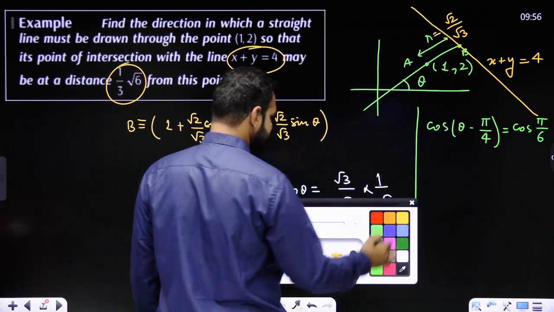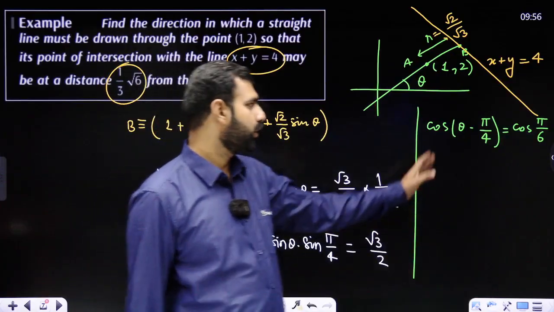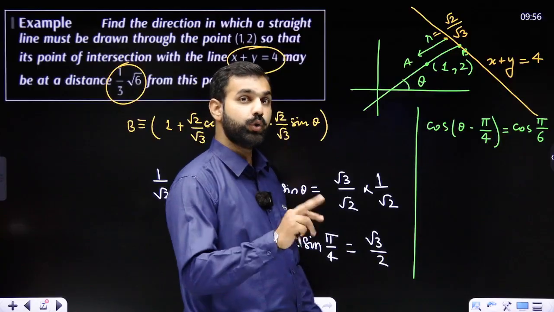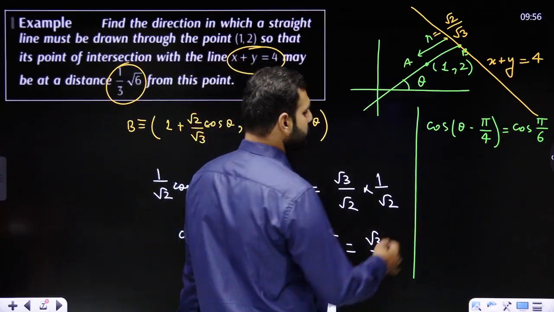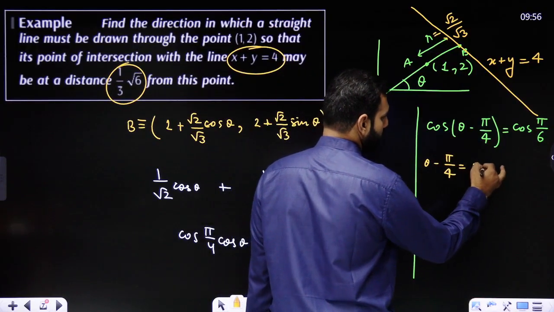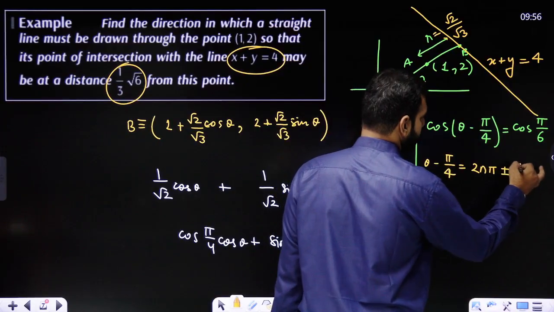Now what I do next is, I hope you know that if cos theta is equal to cos alpha, the general solution is theta is equal to 2n pi plus minus alpha. So the general solution will be theta minus pi by 4 is equal to 2n pi plus minus pi by 6, right?